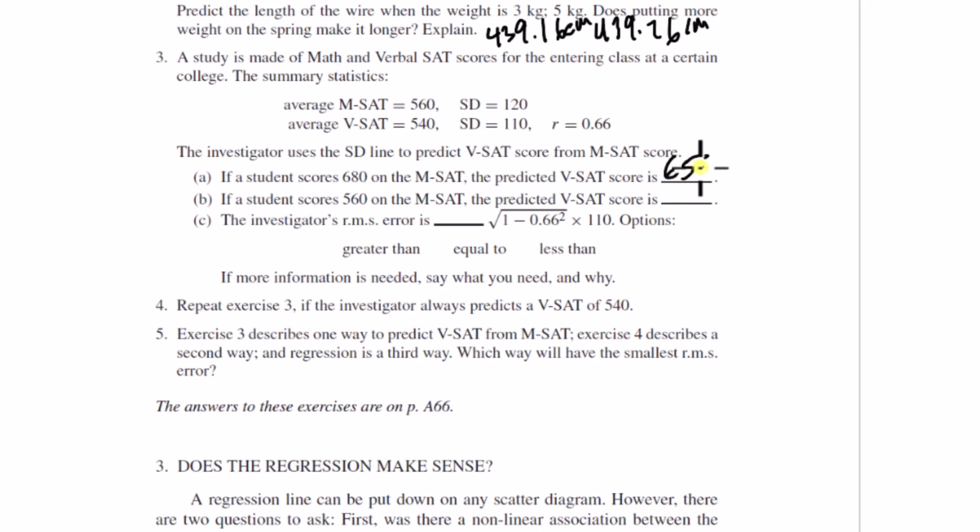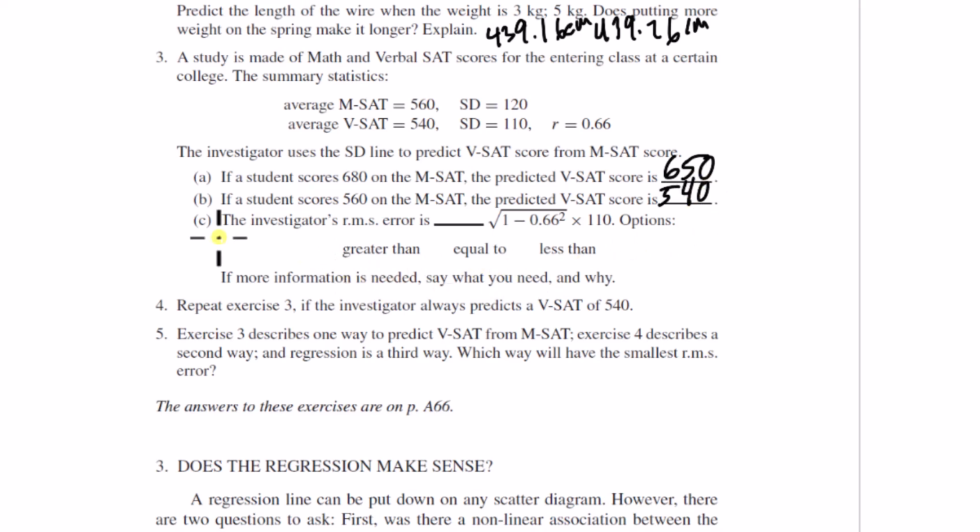That's the prediction. Okay, if a student scores 560 on the MSAT, the predicted VSAT score is what? That's going to be the average. This is on the average. So for the SD line or the regression line, this would be the same answer. So we'd say 540.